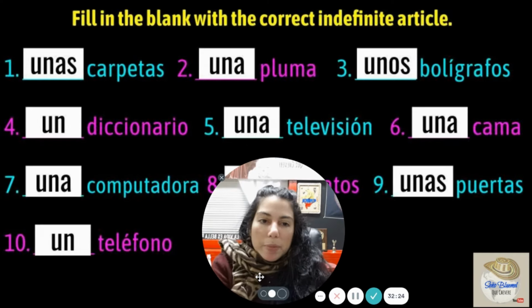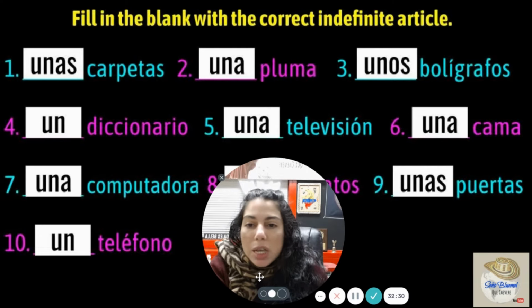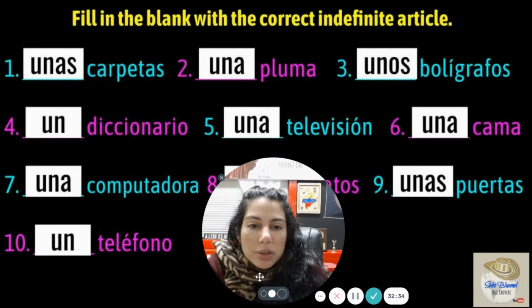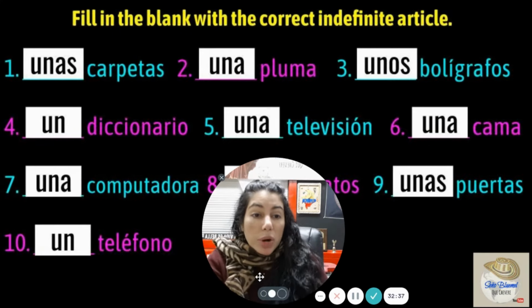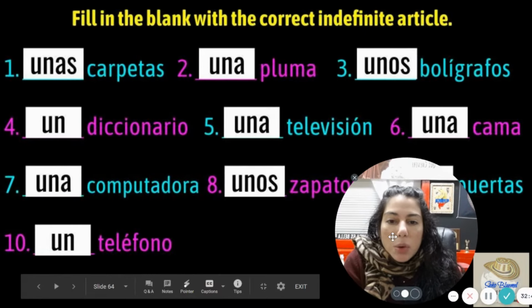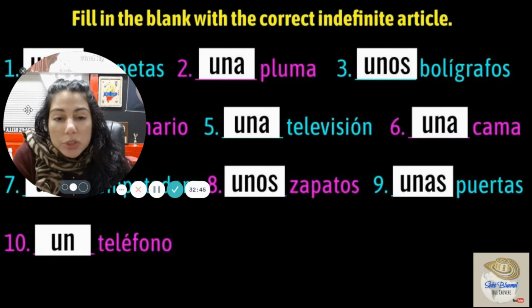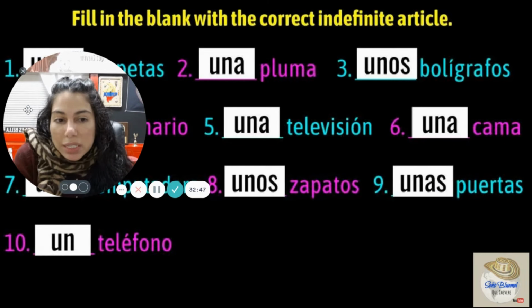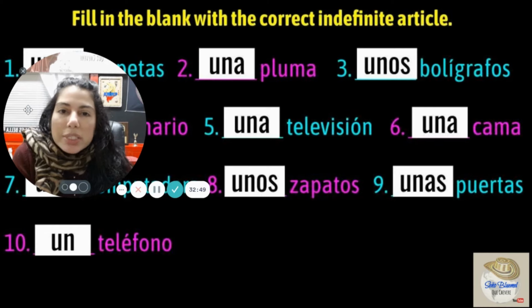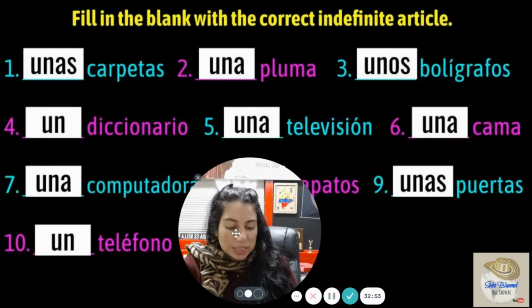Unos bolígrafos, which is pens, so some pens, un diccionario, a dictionary, una televisión, a TV, una cama, one bed, una computadora, one computer, unos zapatos, some shoes, unas puertas, some doors, un teléfono, one telephone. Okay, so that is the indefinite article.